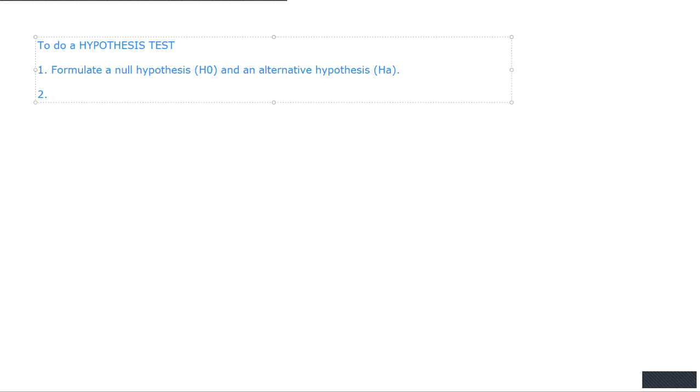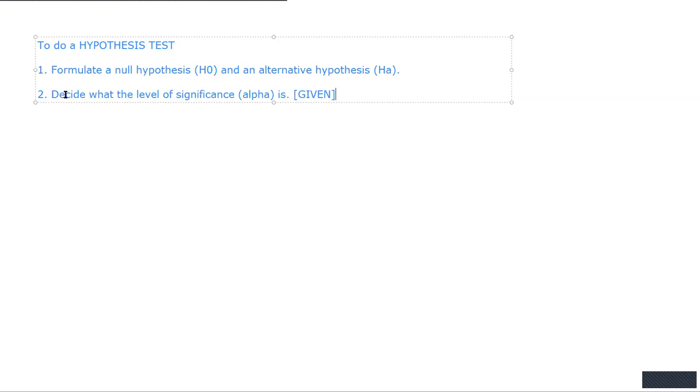The second thing that we are always going to do is to decide what the level of significance is going to be. The level of significance is called alpha. But in most of our problems, this is going to be a given value, so you'll just have to copy the value that is given in the problem.